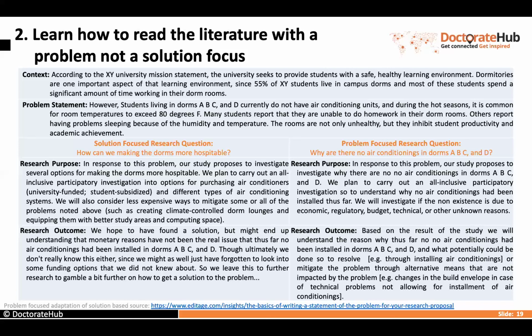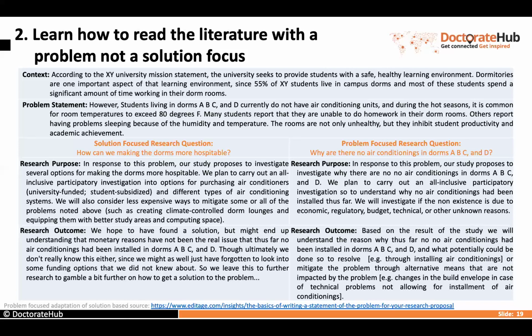If you start out with a problem focus and you derive the research purpose and the research question from there, you inevitably will go wrong, because you will also read the literature with a very different focus. In this left case, you will look just for clues and hints on how to make dorms more hospitable. And those will be the search terms that you will use in any search engine: making dorms more hospitable. And a lot of literature will come up that looks at that.